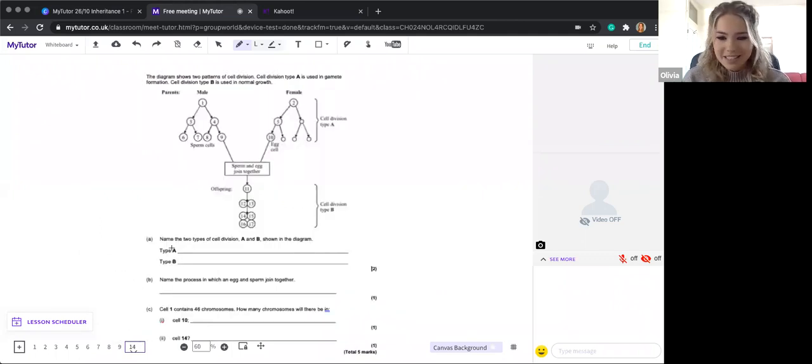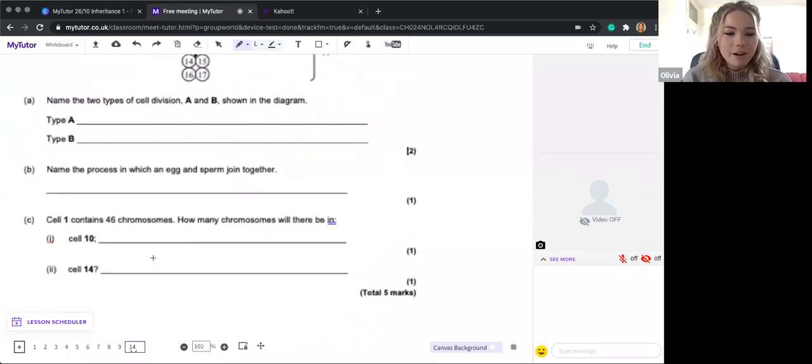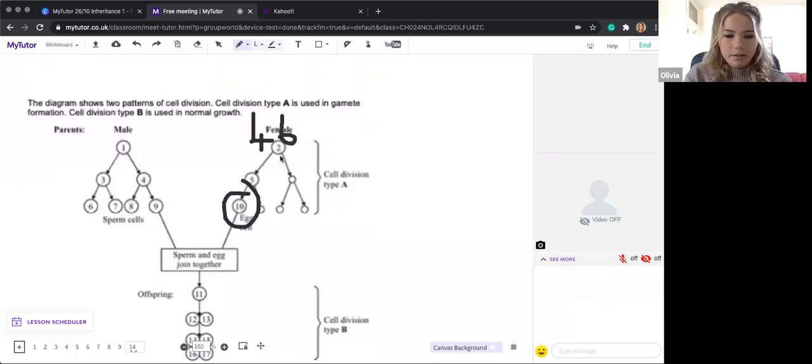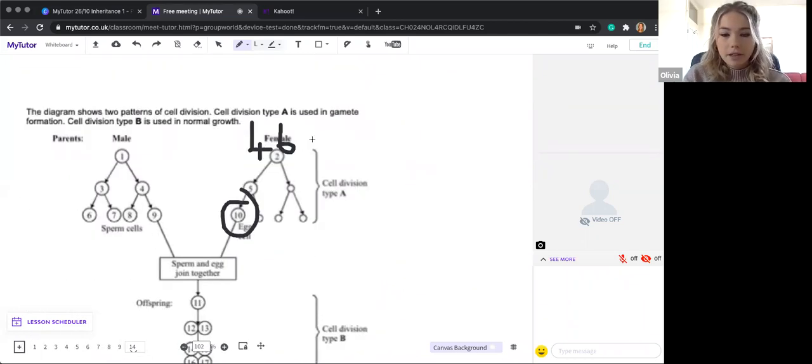Actually, no, before, I can see some people are a bit confused. I'll explain how I found out C. So how many chromosomes will there be in 10 and 14? So 10 is an egg cell. So we can see what's happened. This cell would have had 46 to start with. So we have to remember, have they told us? Yeah, it's told us that it has 46. So we know that meiosis halves the number of chromosomes. So we just halve that, it would be 23.